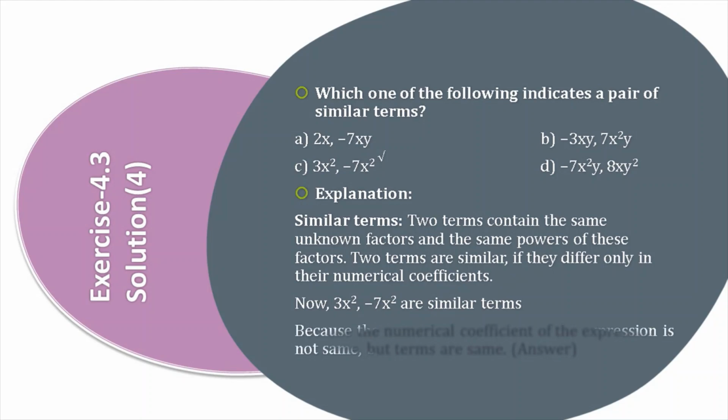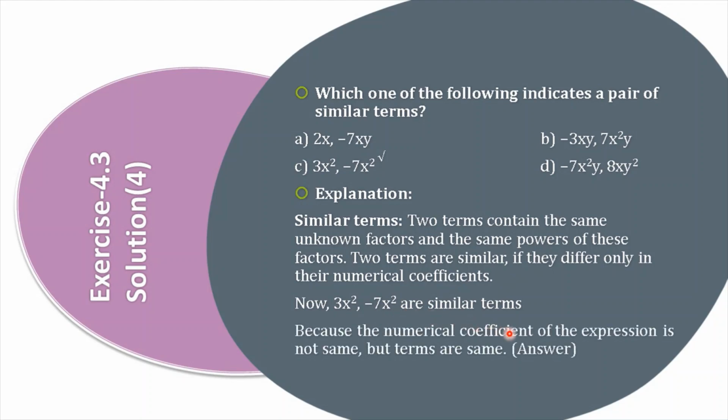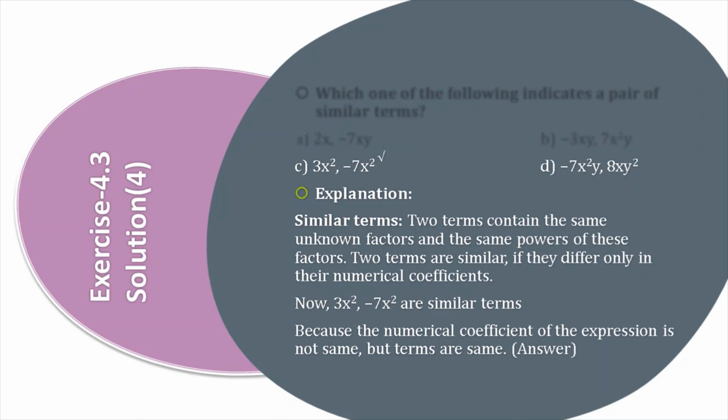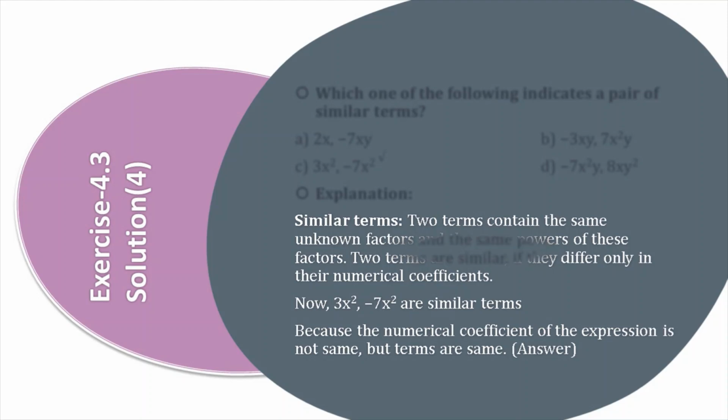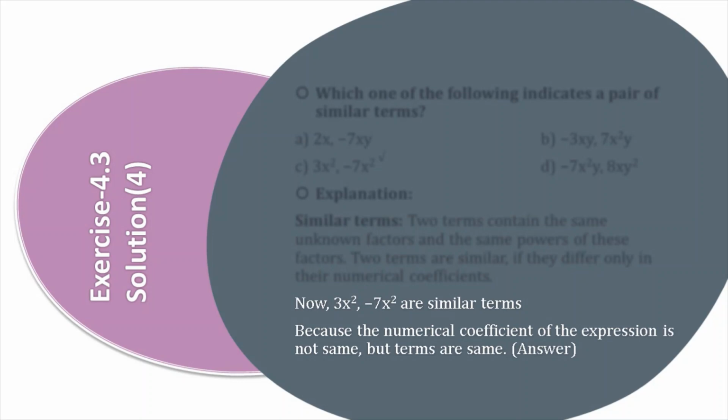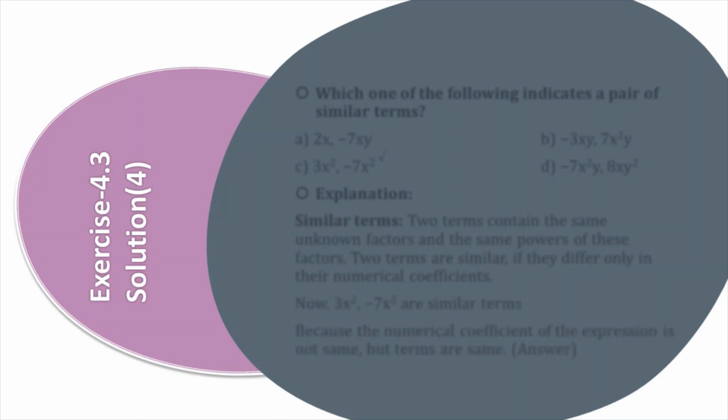Okay, in here it is written, because the numerical coefficient of the expression is not the same but the terms are the same. That is the answer, my dear. So this is question number 4. As you know, similar terms contain the same unknown factors and the same powers of these factors. Two terms are similar if they differ only in their numerical coefficients. So 3x square, minus 7x square, in here x square and x square are the same. That's why they are similar terms.